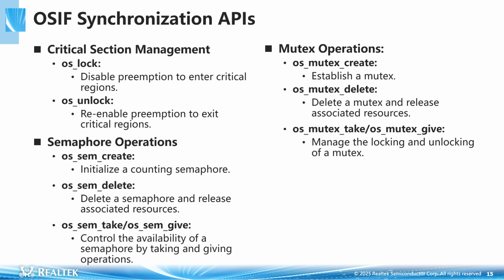For mutex operations, by using OS Mutex Create, you can establish a mutex, and OS Mutex Delete will let you delete one, releasing associated resources. Furthermore, OS Mutex Take and OS Mutex Give manage the locking and unlocking processes, ensuring that resource access remains organized and conflict-free.